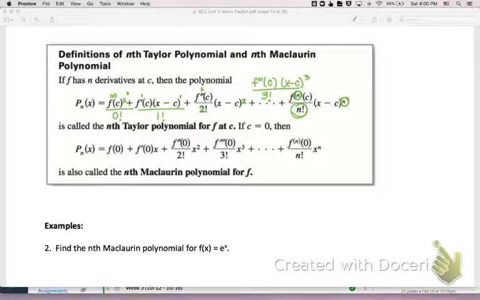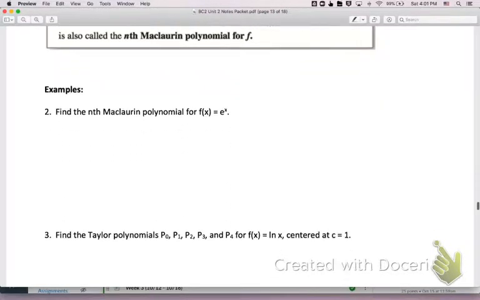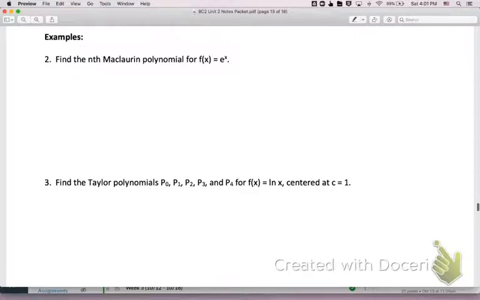That's how you're going to figure these out, okay? So we can find the general nth polynomial by using this process and noticing the patterns. So we want to go ahead and get a few of the first terms here. For this first example, I'm going to get you started. I want you to find the nth Maclaurin polynomial for f of x equals e to the x.